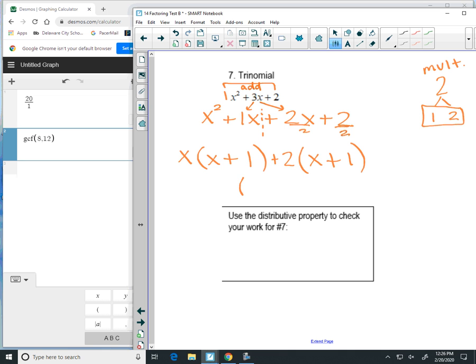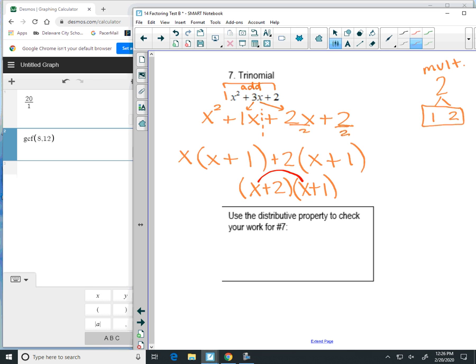There's your work, looks really nice. x plus 2, x plus 1. Now this problem asks you to double distribute to check. So here's what that looks like.